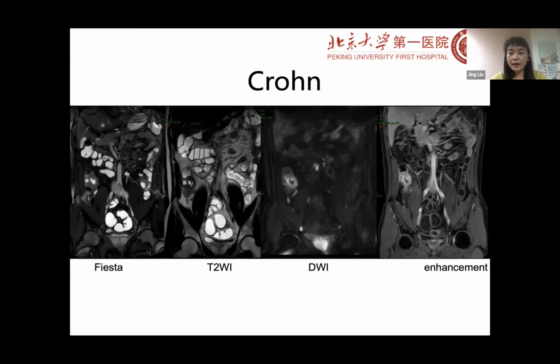So what is DWI? This shows the different sequences used in one patient, and we could find the lesions. This is FIESTA, T2 weighted imaging, and this is T1 weighted imaging after injection of the contrast agent. You can see in this scan, this is DWI. Compared with the other three sequences, DWI maybe could not provide clear morphology, but the high signal intensity in the lesion could suggest this lesion was at acute phase.